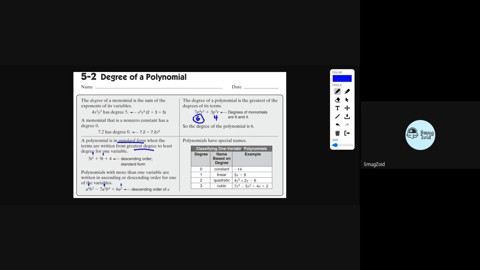Now, you're classifying one variable polynomials. Degree of 0 is just a number by itself. Linear makes a line, and we'll work on this much later on in chapters ahead. It's just when you just have an x. It's not x squared or anything else. It's just 3x minus 9 or 2x minus 1 or x minus 2. That would be a linear example of a polynomial. Quadratic has a square in it, and cubic has a cube. Kind of makes sense.